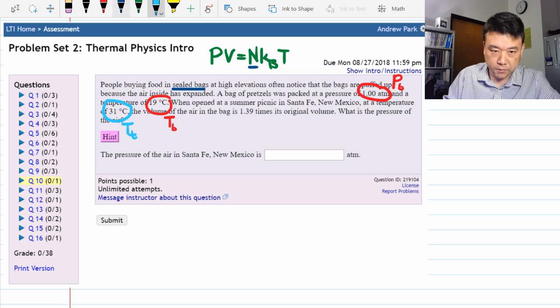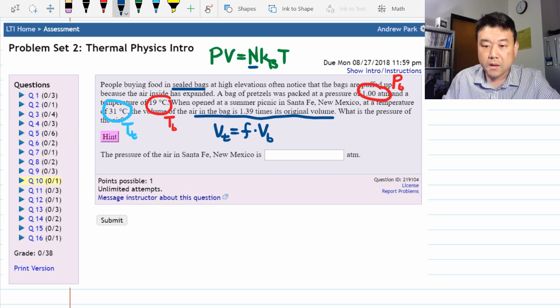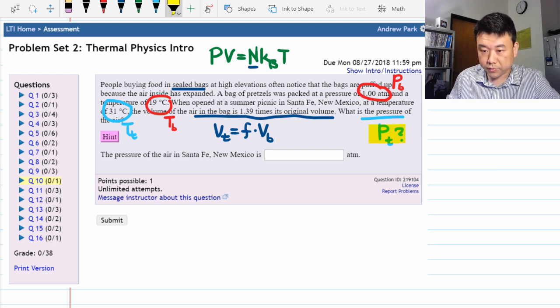This is a bit odd way of giving you the information, so let me write it down. What it's telling you is that the volume of the air in the bag at the top, so V top, is equal to some multiplicative factor F times volume at the bottom. Now it's asking what is the pressure of the air at the top, so pressure at the top. So it's a pretty straightforward question. You have one unknown that you're trying to solve for, and this ideal gas law is going to be your main tool. So this would be my approach.